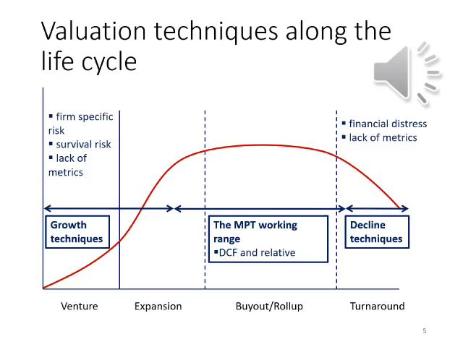The first thing we need to do is to reconcile valuation techniques with the different points of the life cycle of a company. And we do that in the chart in this slide. The first thing to notice is that the MPT working range, the modern portfolio theory working range, that is the types of typical valuation taught in textbooks, only works in the areas of company life indicated in the chart, from middle of expansion phase to early decline.